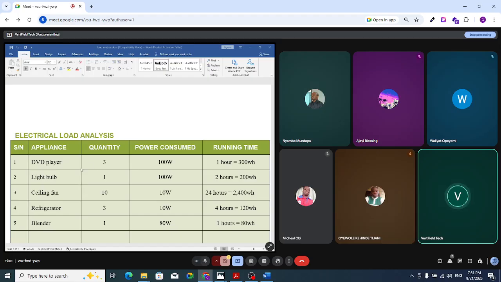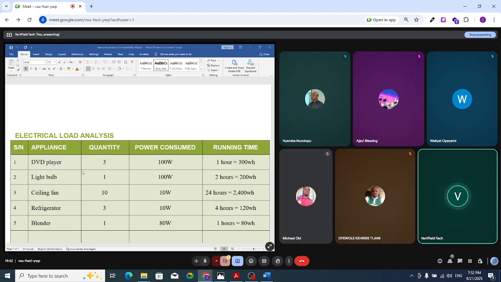For the DVD player, 3 multiplied by 100 by 1 gives you 300 watt hour. For the light bulb, 1 multiplied by 100 by 2 gives you 200 watt hour. For the ceiling fan, 10 multiplied by 10 by 24 gives you 2400 watt hour. For the refrigerator, 3 multiplied by 10 by 4 gives you 120 watt hour. For the blender, 1 multiplied by 80 by 1 gives you 80 watt hour.